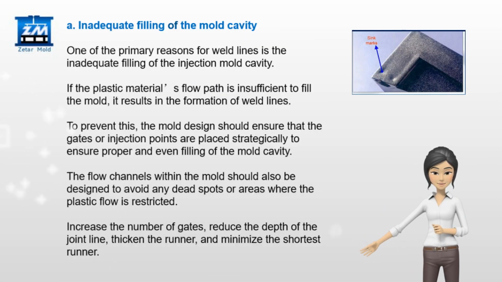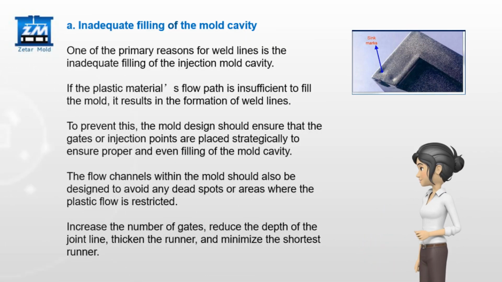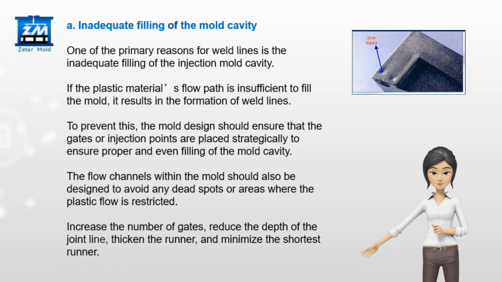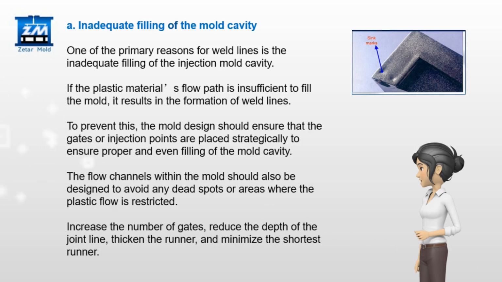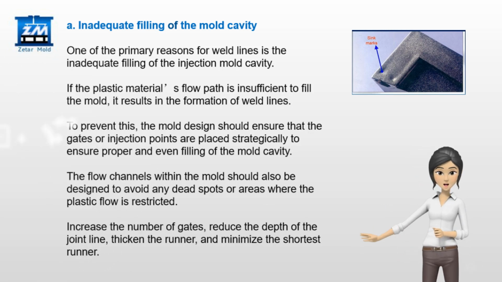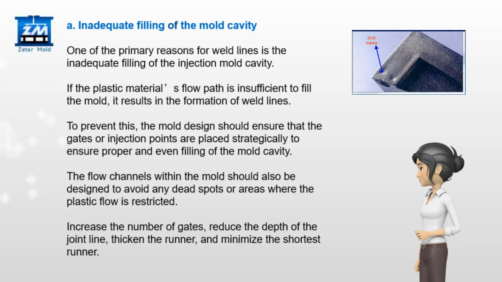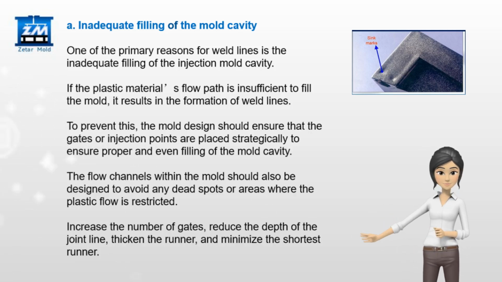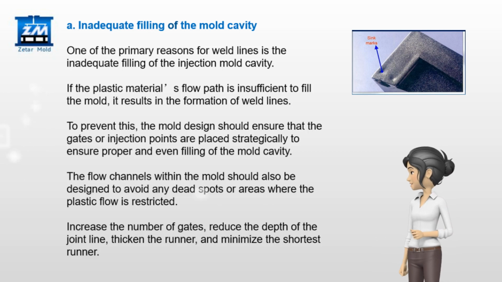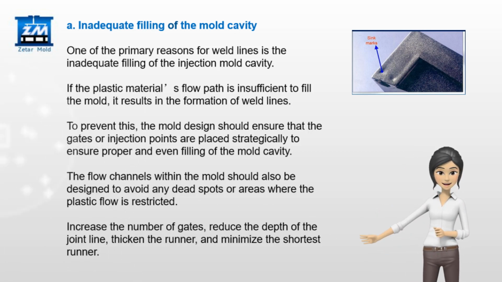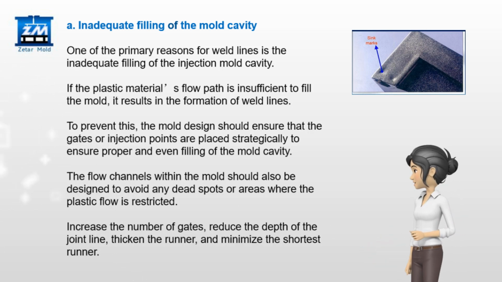A. Inadequate filling of the mold cavity. One of the primary reasons for weld lines is the inadequate filling of the mold cavity. If the flow of the plastic material is not sufficient to completely fill the mold, it results in the formation of weld lines. To prevent this, the mold design should ensure that the gates or injection points are placed strategically to ensure proper and even filling of the mold cavity.